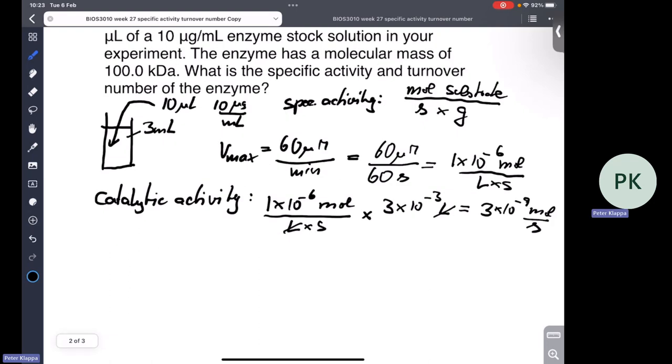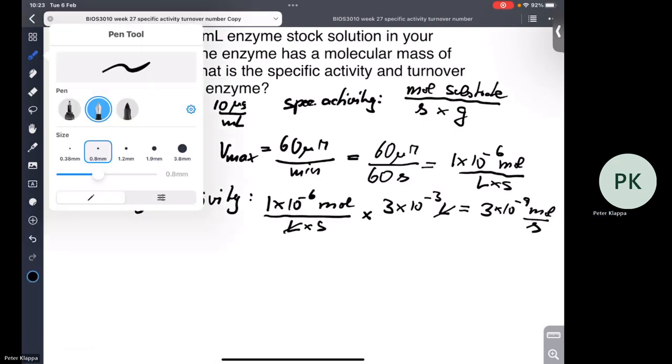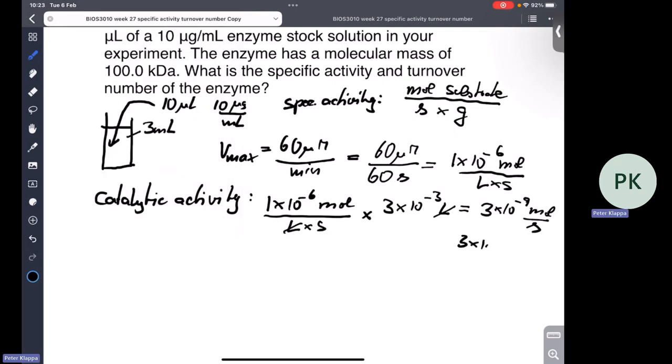Converting that into catal is very simple. It is just simply 3 times 10 to the minus 9 catal, or 3 nanocatal, because 1 catal is 1 mole per second. Okay, so we've got the catalytic activity, 3 times 10 to the minus 9 mole per second.